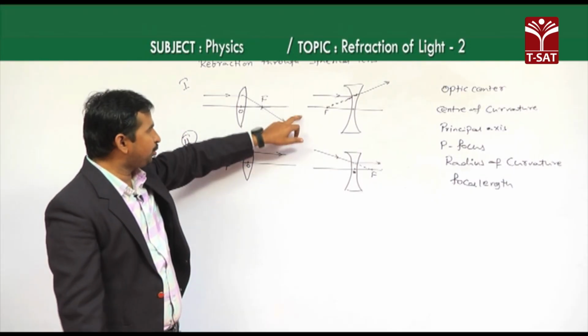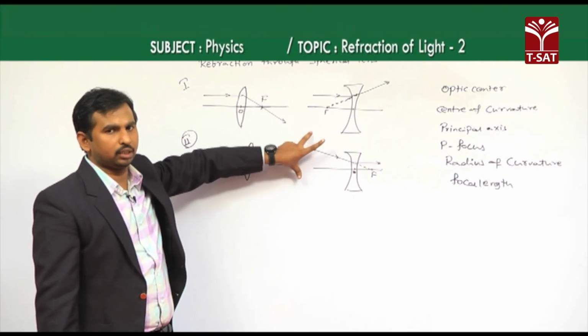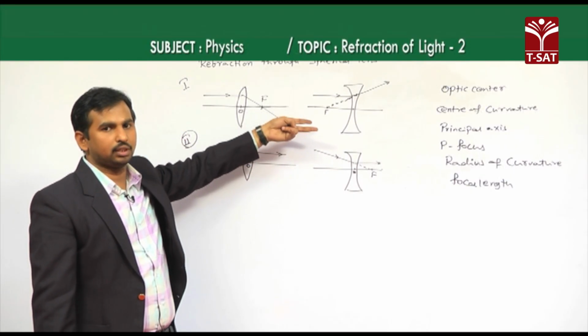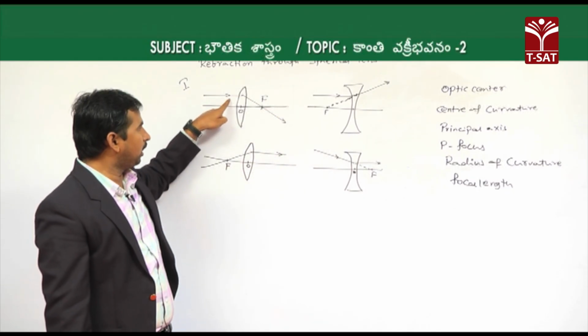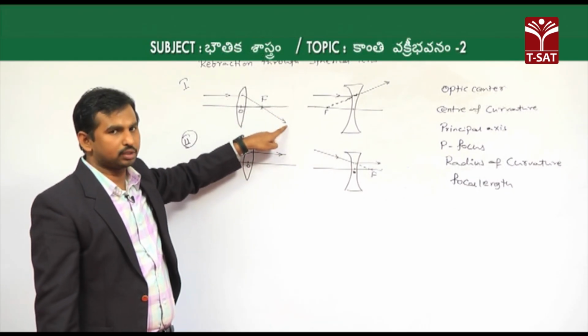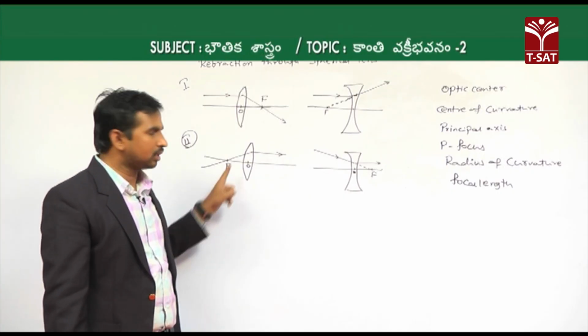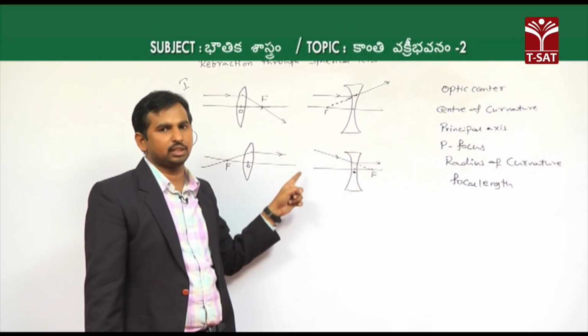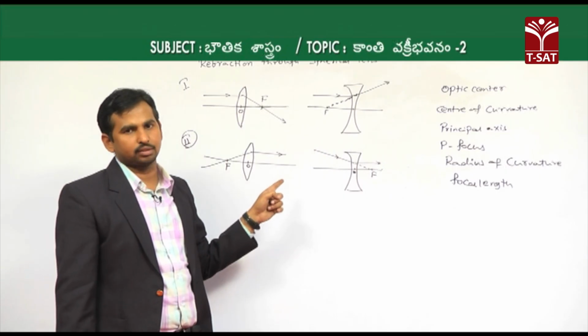If you observe these two diagrams and these two rules here, both are actually converse. Here the light ray started parallel, and after refraction it passes through the focus. Here the light ray passes through the focus, and after refraction the light ray is passing parallel to the principal axis.